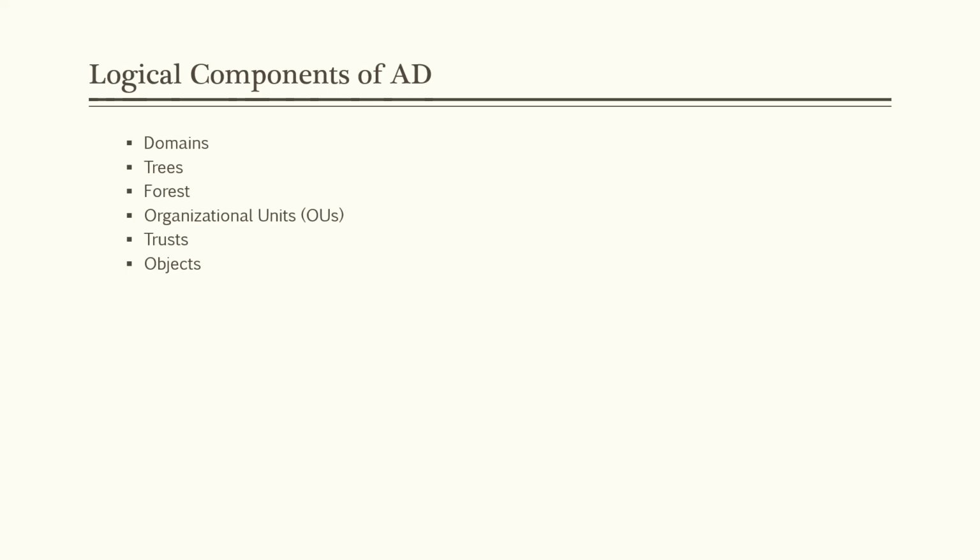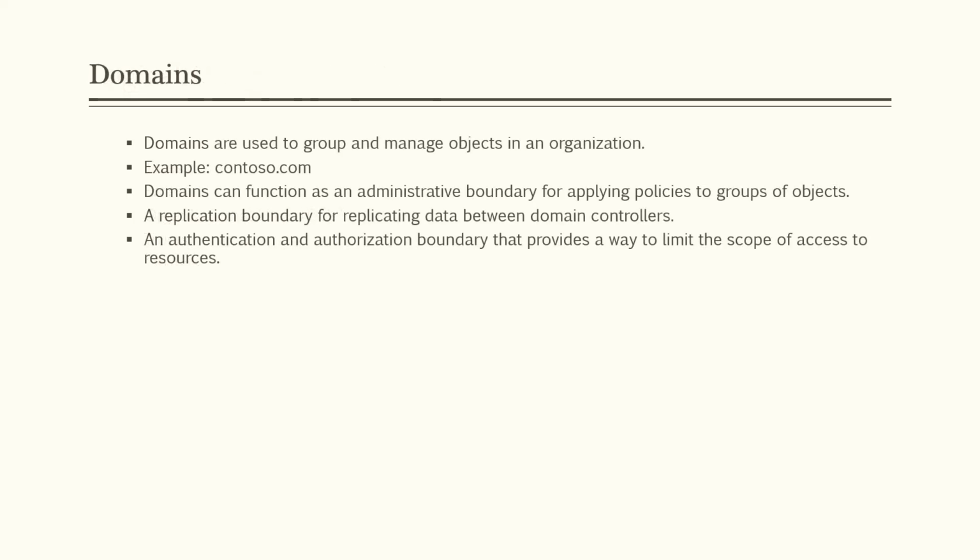Moving on to the logical components of an Active Directory, we will be taking a look at components such as domains, trees, forests, organizational units, trusts, objects, etc. So domains. Domains are used to group and manage objects in an organization. An object could be as simple as a user or a contact or a group or any of the service accounts or anything literally that can be stored in an organizational unit. So domains are used to group all of these objects of an organization. An example for a domain would look something like contoso.com.